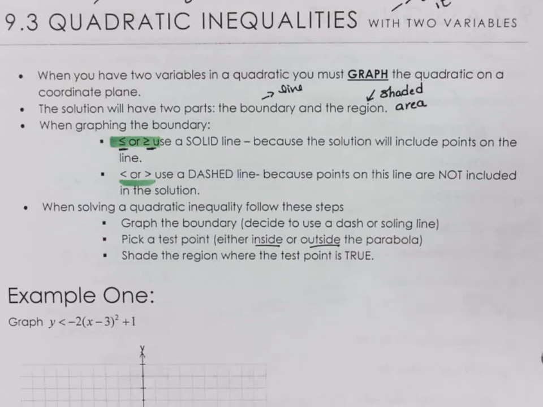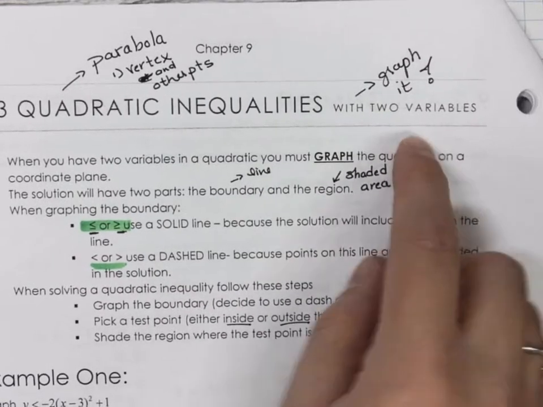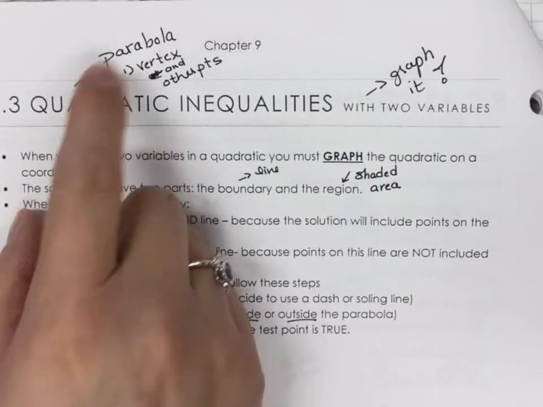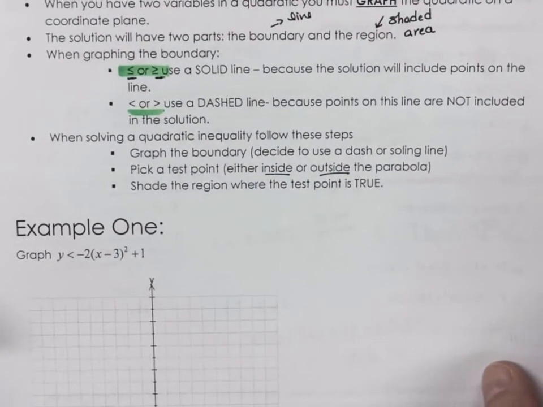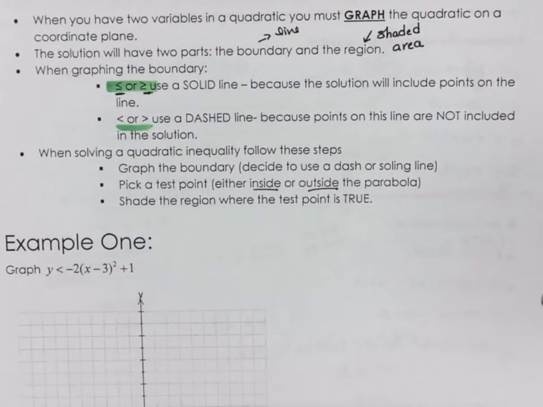Okay, quadratic inequalities in two variables means we graph it. We're going to be graphing parabolas. We need a vertex and we need some other points. Do we need a ton of other points? No. And like I said, always, if you're unsure how to graph it, find your vertex and then do a table of values. Table of values will never ever lead you wrong, unless you do your math wrong.